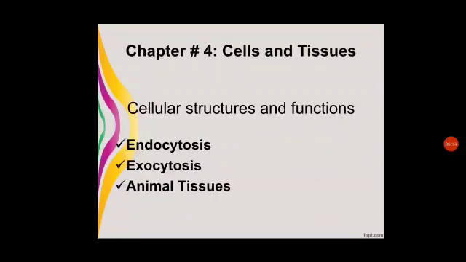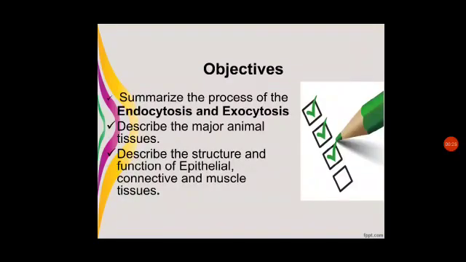We have started chapter number 4, that is about cells and tissues. Today's topic: endocytosis, exocytosis and animals' tissues. Here are some objectives. We have to summarize the process of endocytosis and exocytosis, and describe the major animal tissues, and describe the structure and function of the epithelial, connective and muscle tissue.